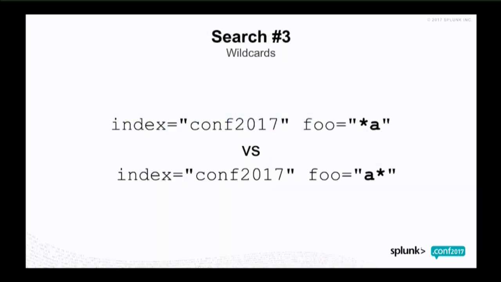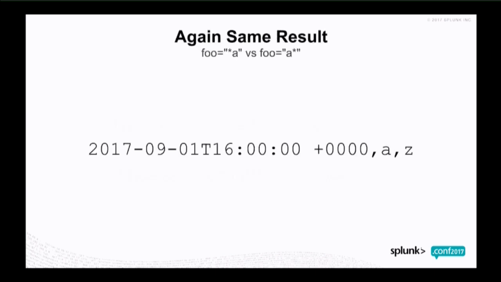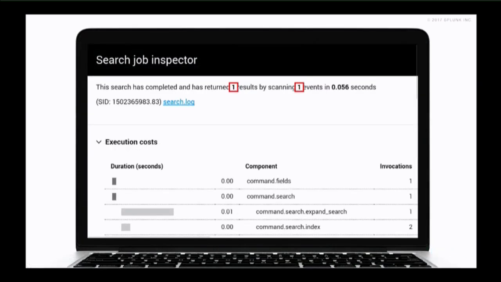Example 3, star A and A star. Again, you know the drill, same results. And actually this time, even the job inspector doesn't give us much hints as to what's happening. But one is better, I promise. We'll find out here real shortly.